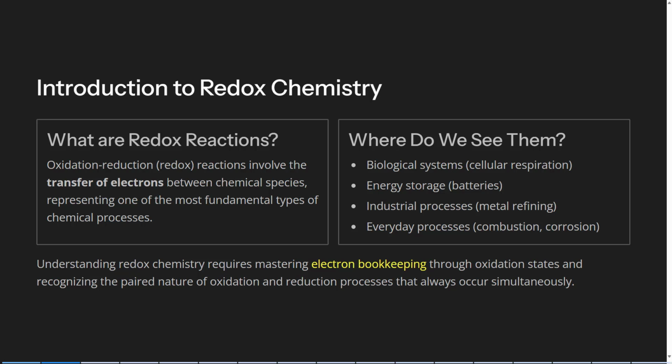But here is the key insight. These always happen together. You can't have oxidation without reduction, just like you can't have a buyer without a seller. When zinc gives up electrons to copper ions, zinc gets oxidized while copper gets reduced. It's a perfectly balanced electron economy.